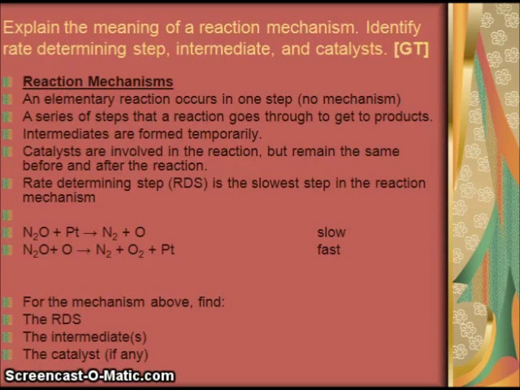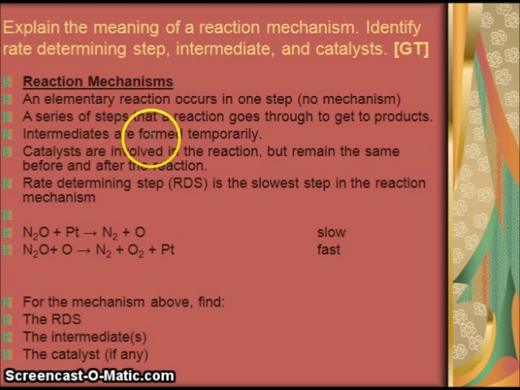Let's consider reaction mechanisms. Now, I should start out by describing what an elementary reaction is. This is a chemical reaction process which would occur in a single step. Reaction mechanisms are ones where we're going to be describing chemical reactions which occur in 2 steps, 3 steps, 4 steps, so there are multiple steps in a chemical conversion process. So we have a series of steps that a reaction goes through to get from reactants to products.